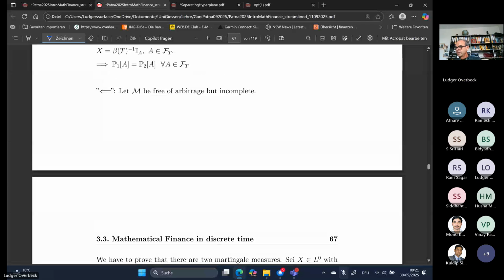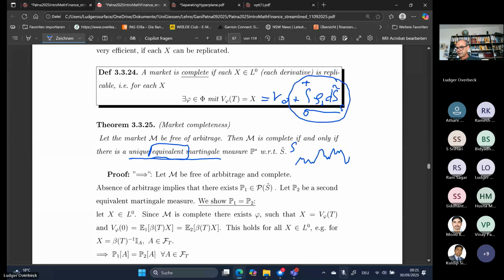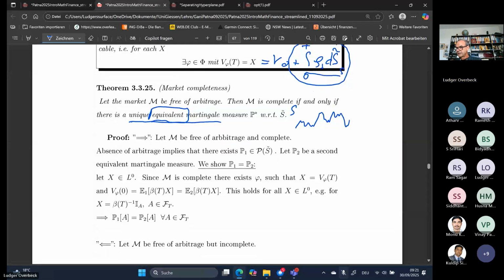Okay. The proof. We have to show that if you have two martingale measures, then they are the same. But that's clear because the price is the same, and the price is the expectation under the martingale measure of the discounted claim. That's how it's the same today. Because it's arbitrage free, it must be the same. That we have shown before.